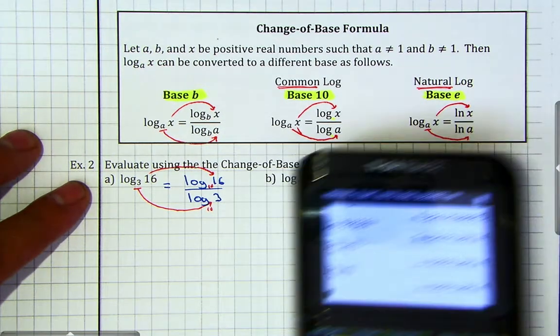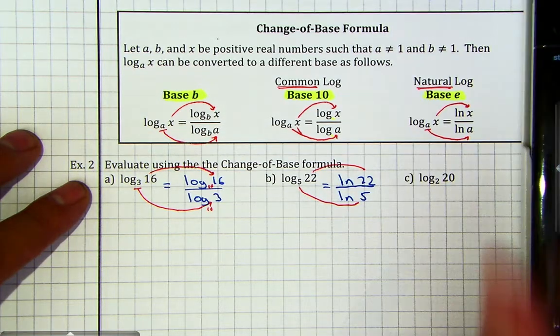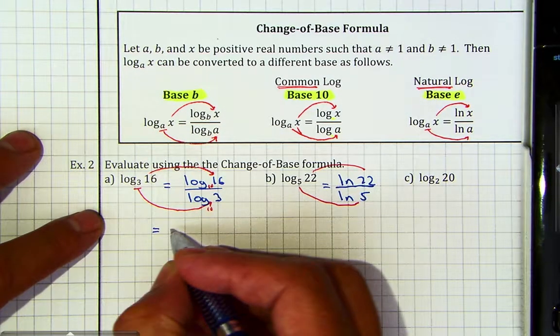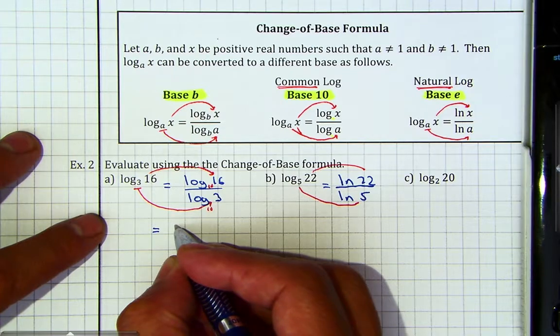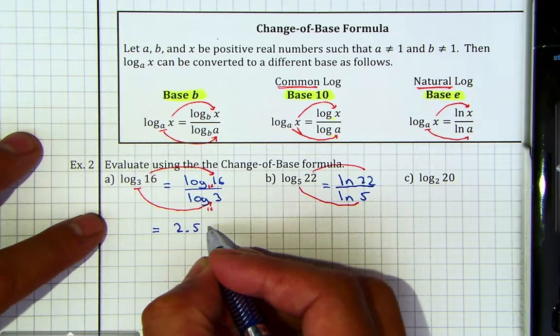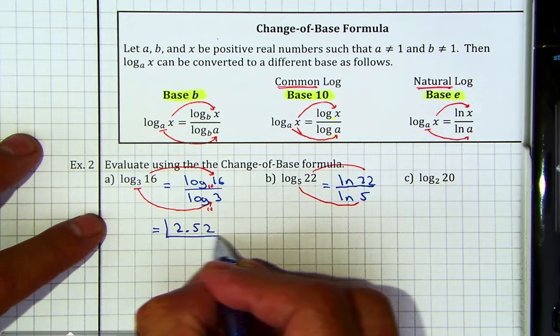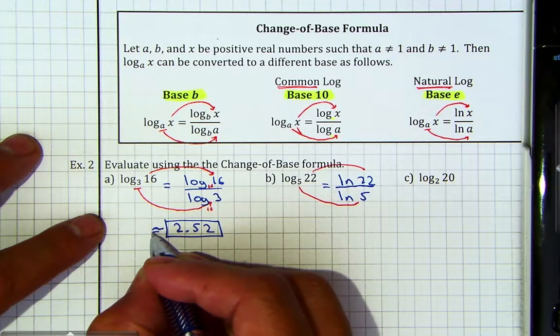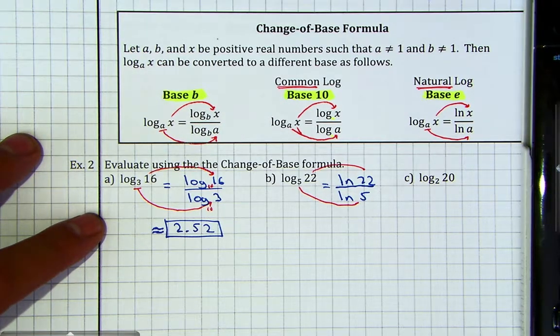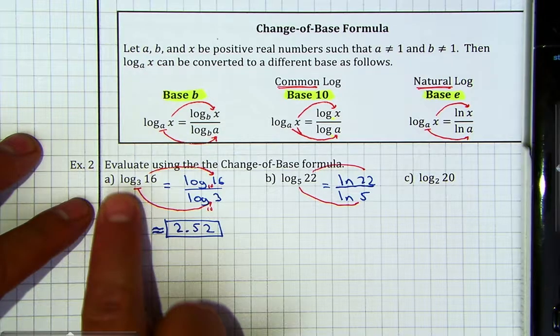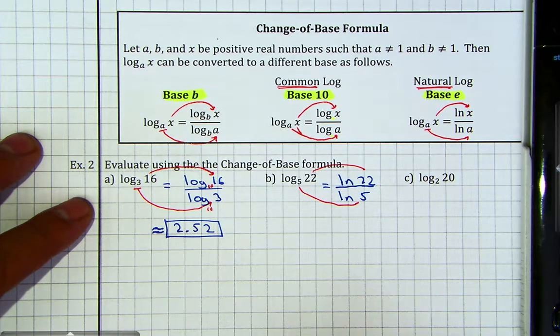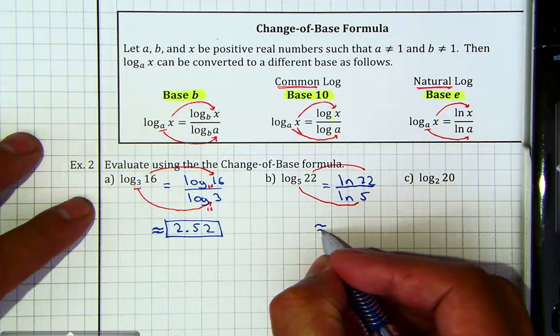And now, actually, I need to be able to write down my answer. So therefore, that is equal to, we're going to keep 2 decimal places, so 2.52. And it's an approximation, so I should place an approximation symbol since that's not exact. This is an exact answer. This is an approximation. And let me go and evaluate this one as well.